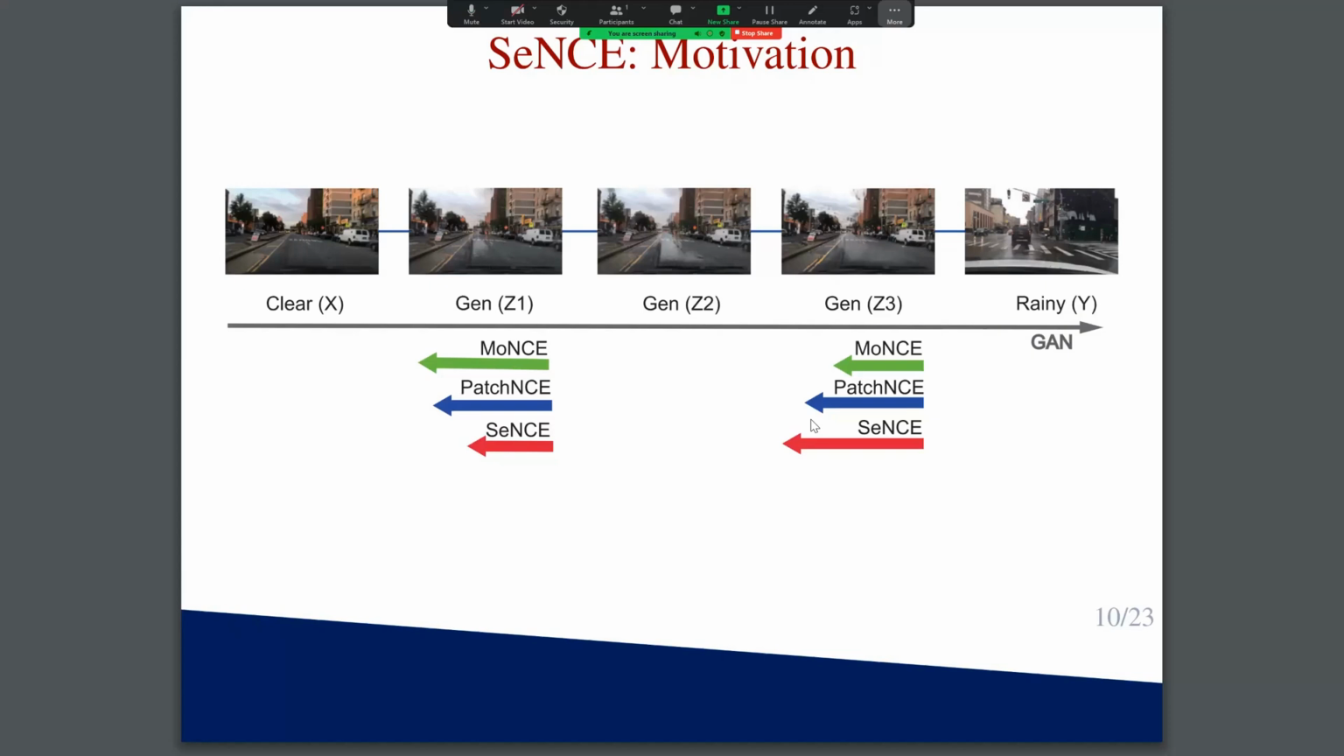So at Z1, I want to minimize our SeNCE loss. That way, the GAN loss will be the SeNCE loss between Z1 and Z2, so more rain and more realistic. On the other hand, if we are at Z3, we want to maximize our SeNCE loss, which will be the GAN loss and bring Z3 back to Z2. So again, here we have less rain, but meanwhile more realistic.